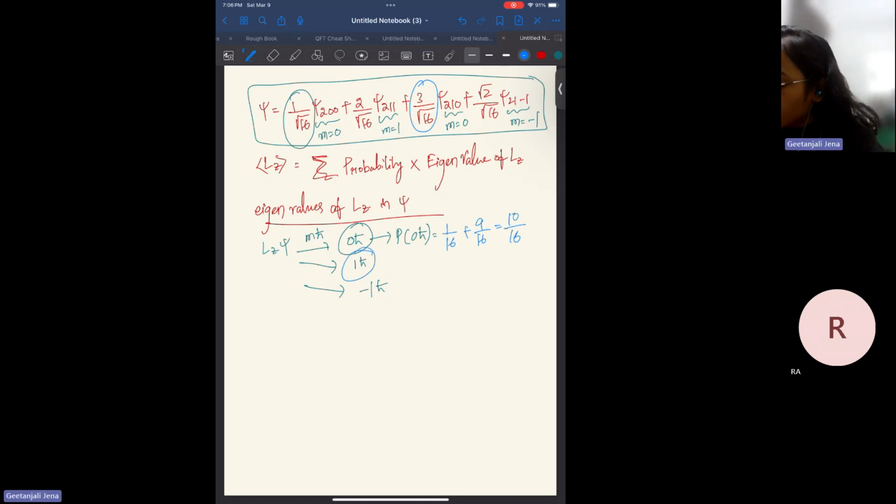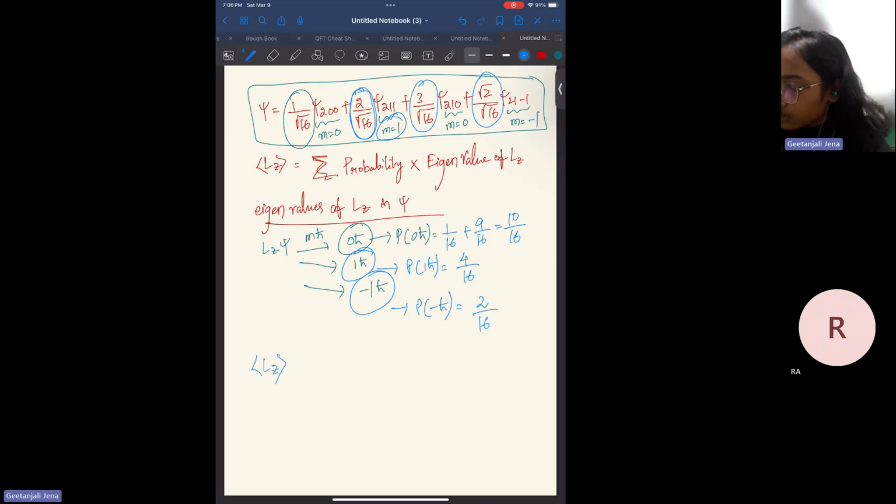And the probability of getting 1ħ is the square of this coefficient, this one. We are saying m equal to 1 here, so it will be the square of this coefficient. So it will be 4 by 16. And for the last one, the probability is the square of this term, so it will be 2 by 16.